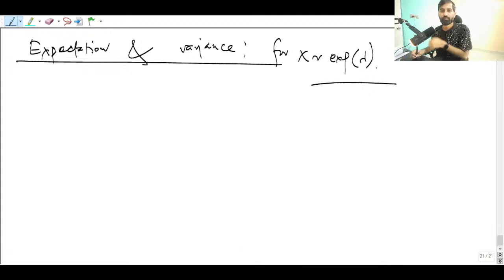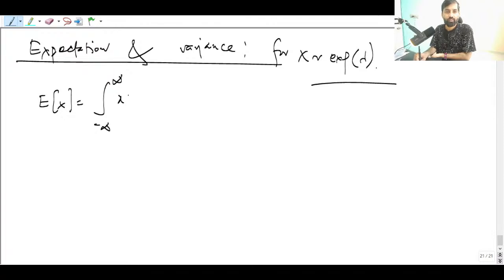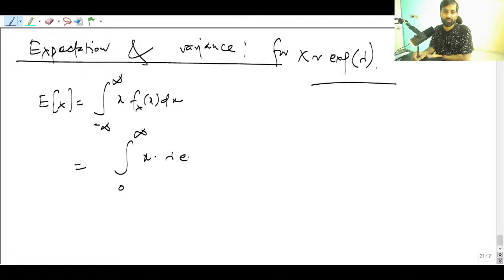How will we find it? Look, remember, expectation of x by definition is the integral from minus infinity to infinity of x f of x dx. So if you plug in, see, your density function is defined for positive x, starting from 0 and going to infinity. What is this density function? That is nothing but lambda times e raised to power minus lambda x.